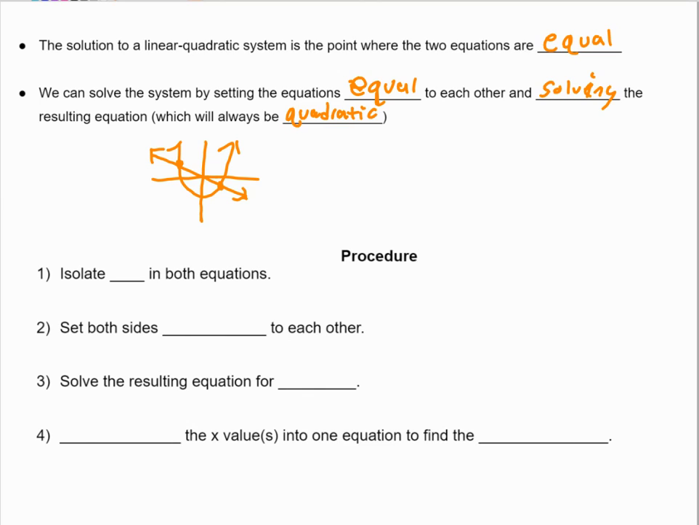So our procedure here is fairly straightforward. The first thing we want to do is isolate y in both equations. We want to get it so it's y equals something. Then once both sides are equal to y, we can use substitution and set them equal to each other. That'll give us a quadratic equation. We're going to solve that resulting equation for x. And then in order to find the y values, we will substitute our x values into just one of the equations. One is sufficient to figure this out.